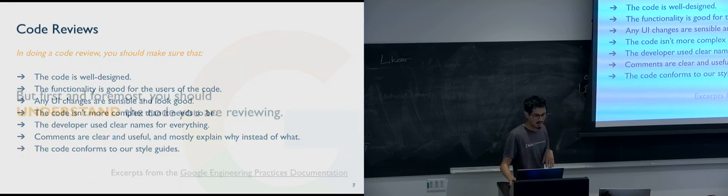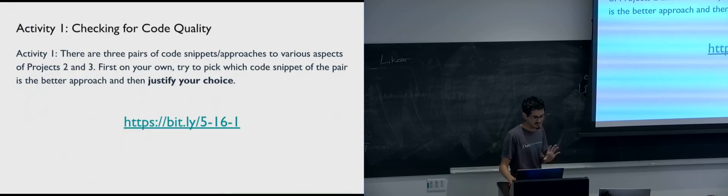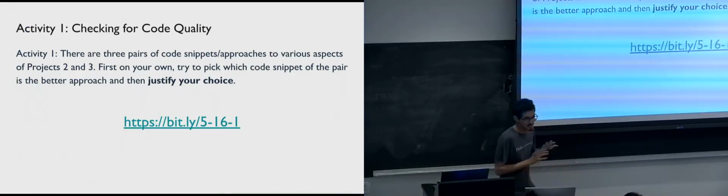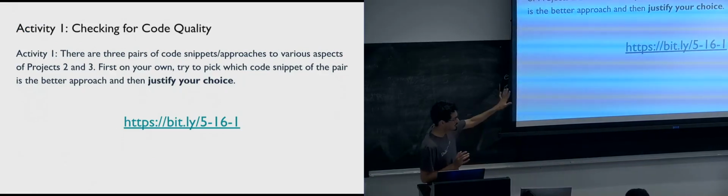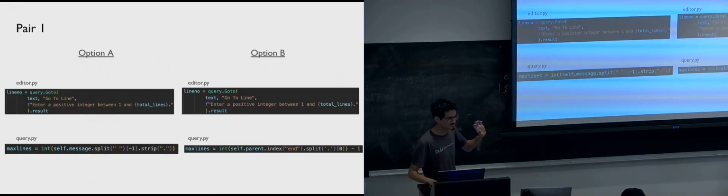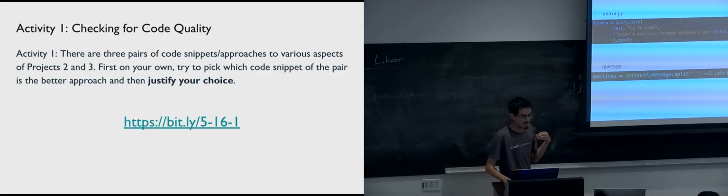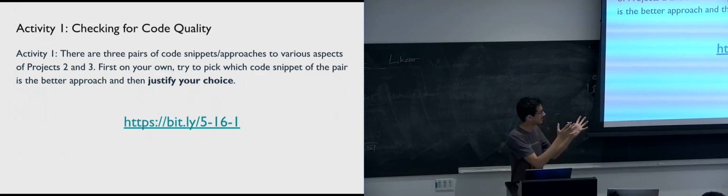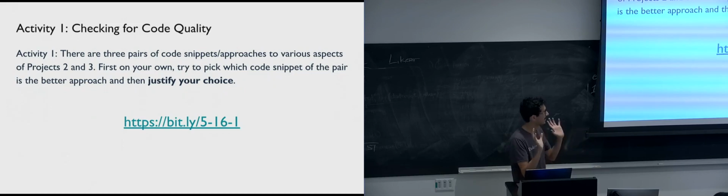Okay. And so to start this, I just want to go ahead and do the first activity, which is going to be related to code quality. There are so many cool examples from the projects, like Project 2 and 3, of these different approaches people took. Let's start with y'all giving your own opinion or trying to understand which of these approaches is better code quality. And most importantly, I want you to try to explain why you think one of these pairs of approaches is better code quality, okay?